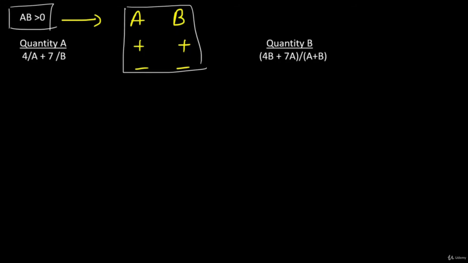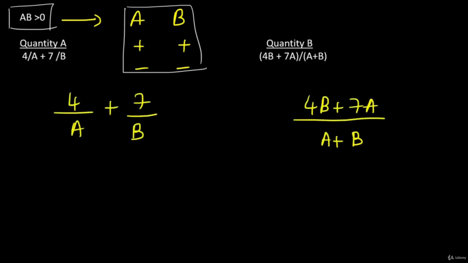Alright, so quantity A is 4 by A plus 7 by B, and quantity B is 4B plus 7A by A plus B. Alright, now let's try some values. What if I take A and B as 1? So over here quantity A becomes 4 by 1 plus 7 by 1, which is equal to 11, and quantity B becomes 11 by 1 plus 1, which is 11 by 2. So clearly quantity A is greater than quantity B.